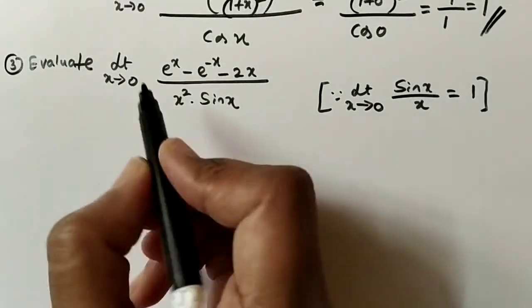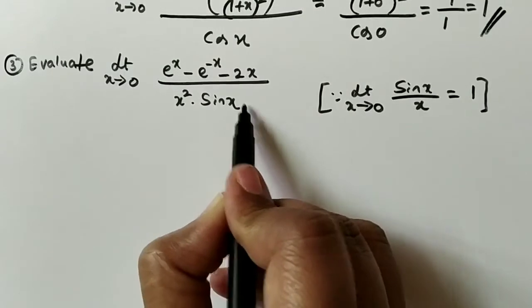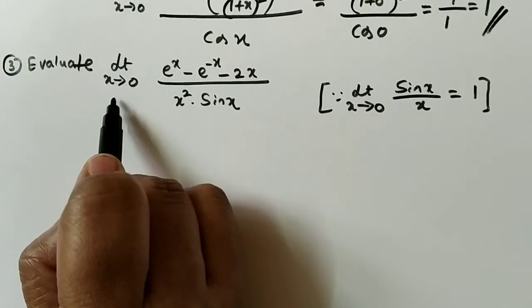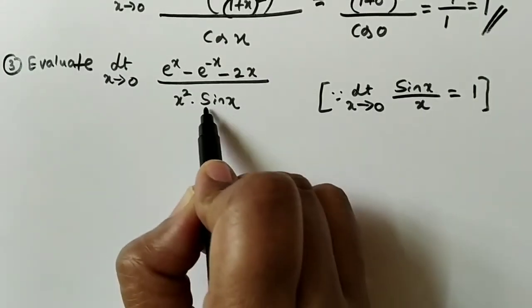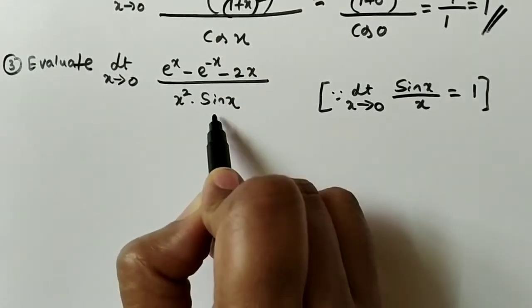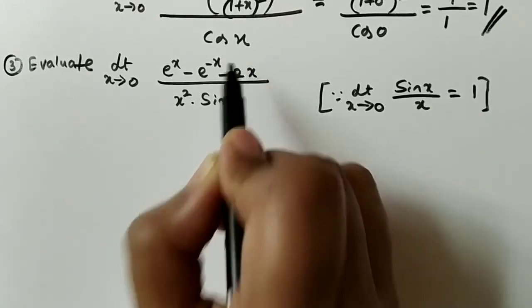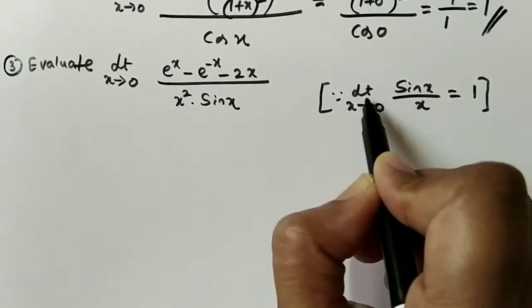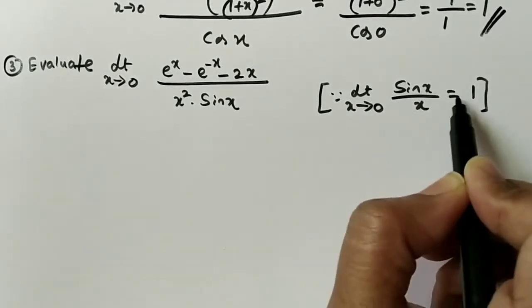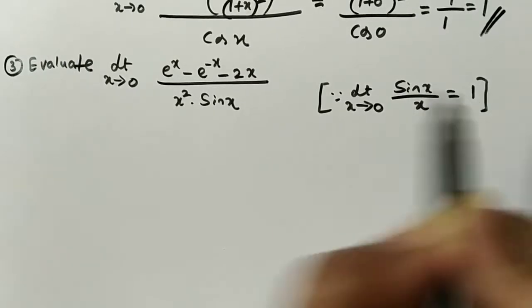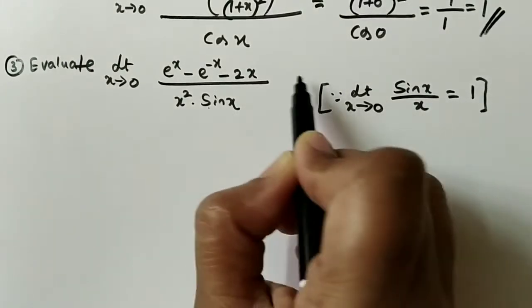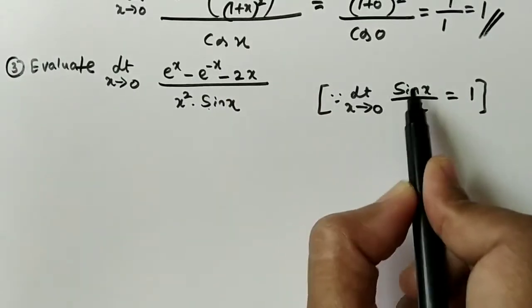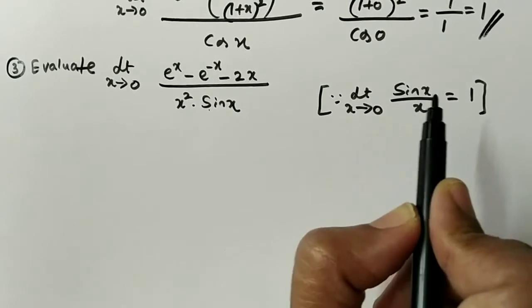So the third question is to evaluate this given limit. One formula I will tell here. Whenever you have to find a limit value, suppose you have sin x either in the denominator or numerator, you can eliminate that sin x by using this formula. You already studied it: limit x tends to 0 of sin x by x is 1. Either sin x by x or x by sin x, both are the same.